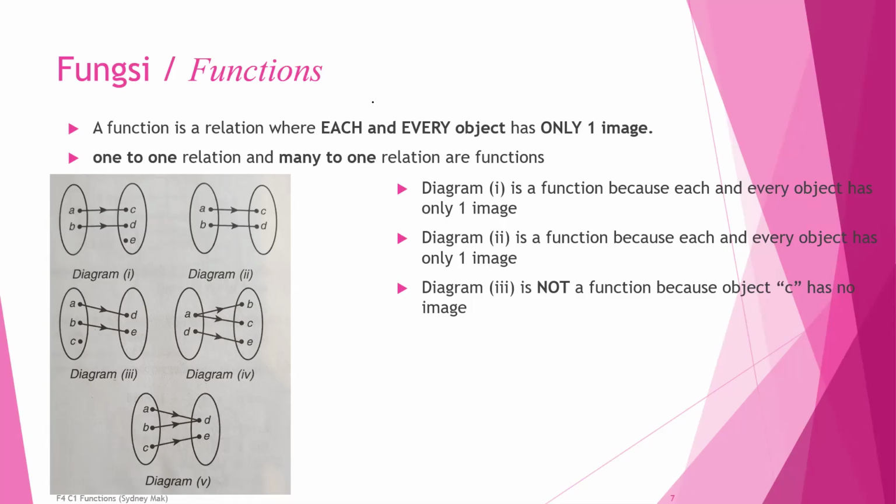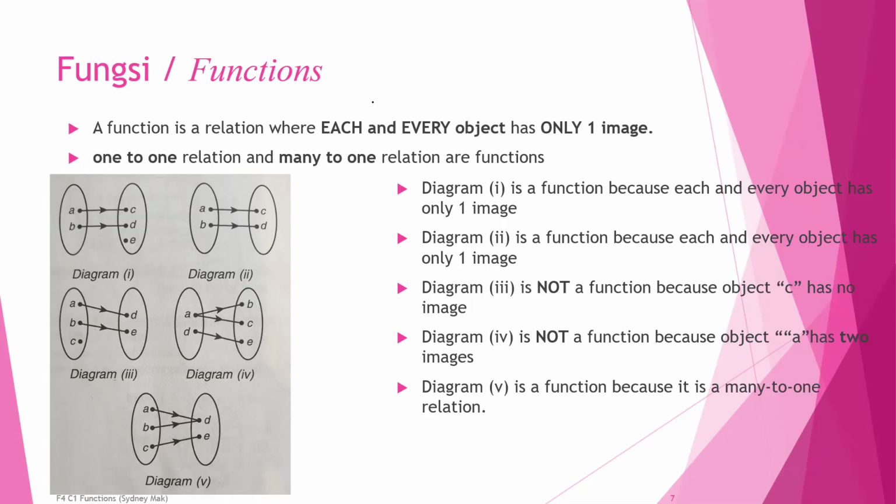What about diagram 4? Is that a function? No. Why? Because there's more than one image. Yes, correct. Because A has more than one image. A has 2 images. Diagram 5, is that a function? Yes. Why? Each and every object has only one image. Yes. You can also say because it's a many-to-one relation. Acceptable also. You can also say each and every object has only one image.